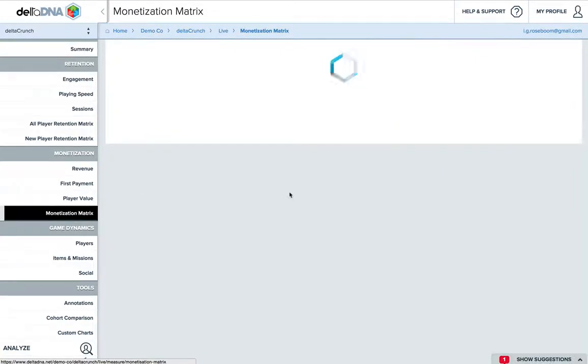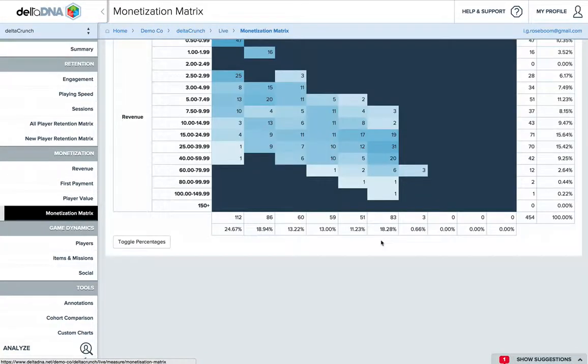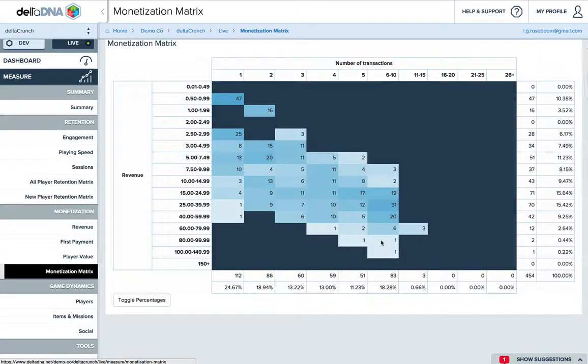So finally, in monetization, we have the monetization matrix. This is set up a little bit like the retention matrix, where we have the number of transactions on the top and the total revenue on the left. And so the idea here is that you can see how many transactions it takes to get to a certain amount of revenue from a player.